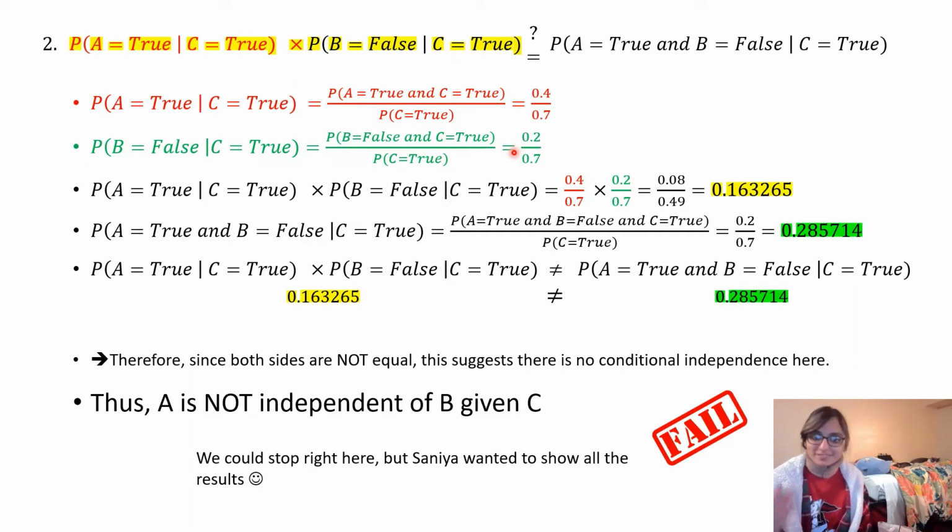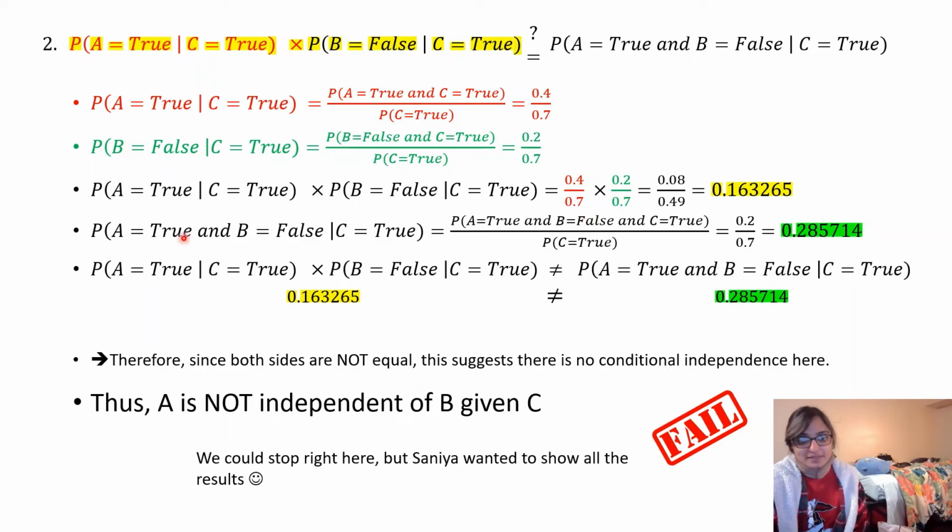We looked at our formula sheet with all those formulas, and then we just plug these in. We do the hard stuff first, and then we multiply these together. We multiply this 0.4 over 0.7 by 0.2 over 0.7, and we get 0.08 over 0.49, which is approximately 0.163265. That's what's on the left side, 0.163265. And then we look at the right-hand side, which is the probability A is true and B is false, given that C is true.